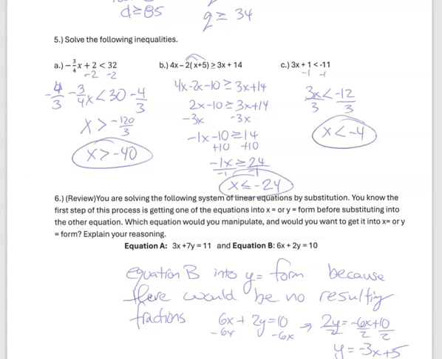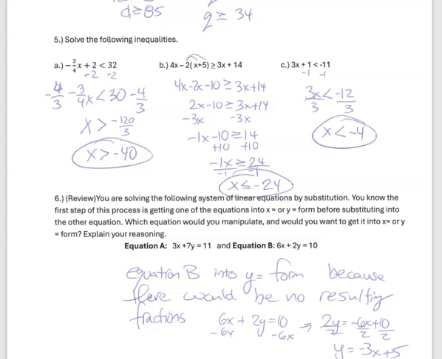This last one is a little bit of review. It says if you're trying to solve this by substitution, the first step is getting one of the equations in x equals or y equals form. Which one would you get into x equals or y equals form, and why? If you tried to solve equation A in x equals form, you're going to have some ugly fractions, 7/3 and 11/3, and you really do not want to be substituting that into another equation.